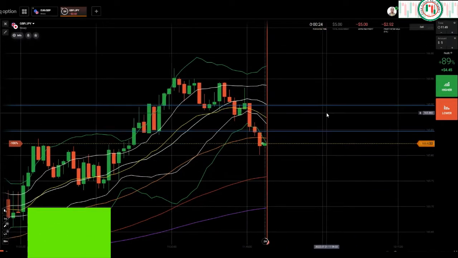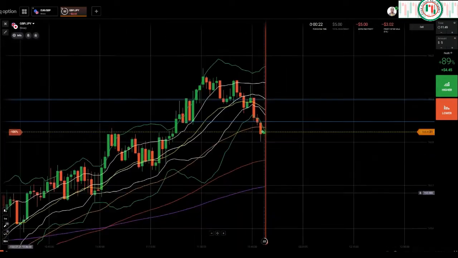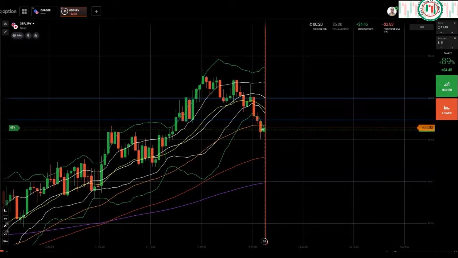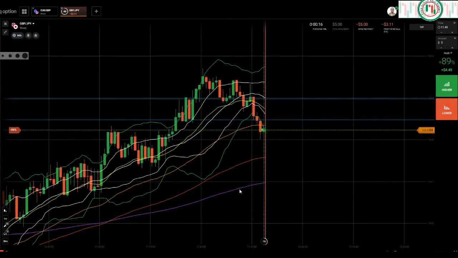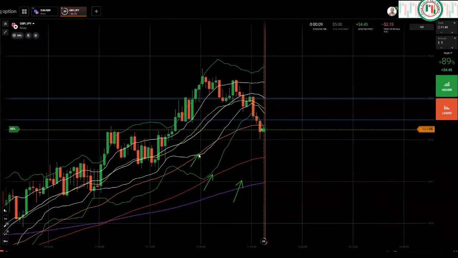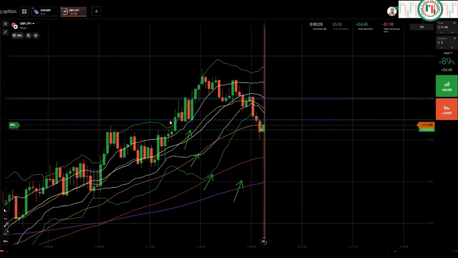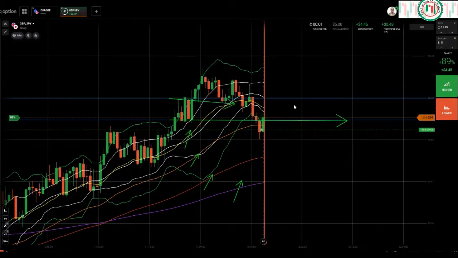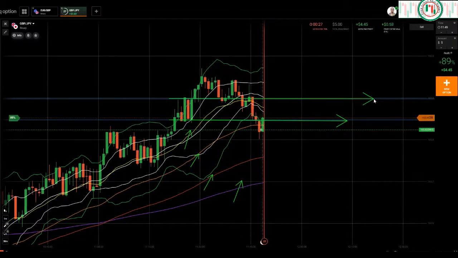I place my trade call option here because, let me show you, you see this is 200, 100, 50, 20, and here is the zone. You see I draw the zone here, and this is the zone I draw.